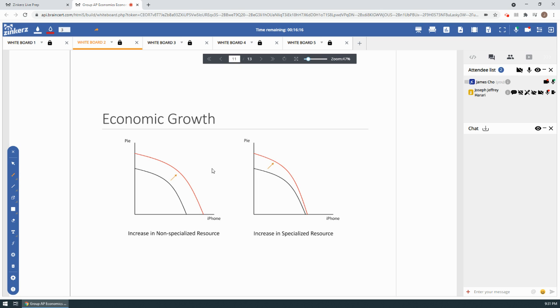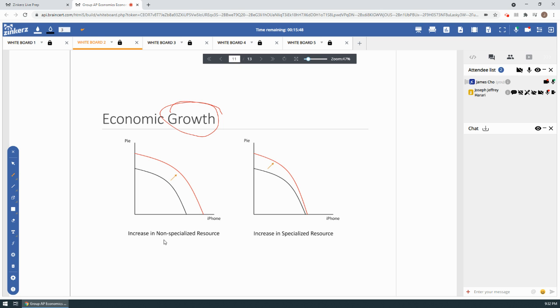So we could talk about that idea of economic growth again. Remember, the only way to get economic growth is to increase the quantity or the quality of your resources, to get more resources or to get better resources than before. But here with a bowed outward PPF, there are two different ways that your PPF curve is going to shift out. There are two different ways that you have economic growth.